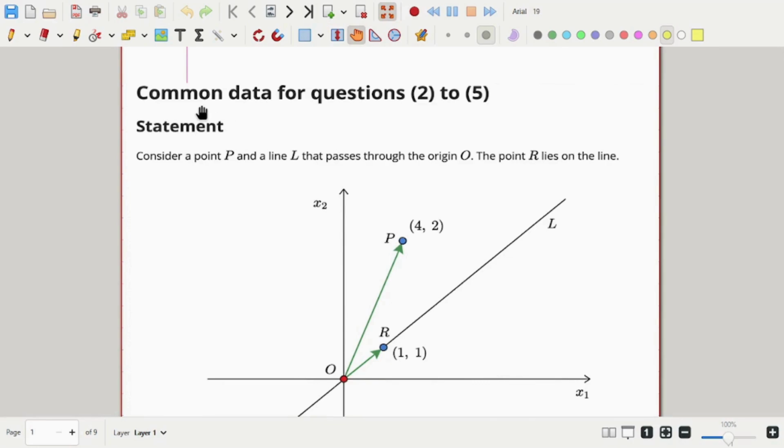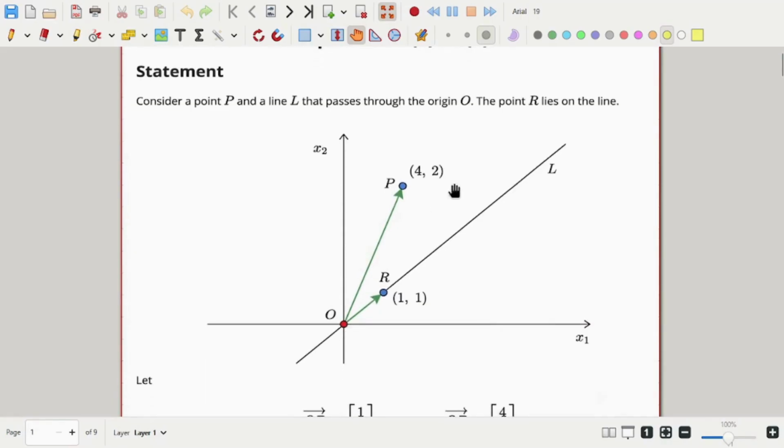So now let's start. Common data for questions 2 to 5. Statement: Consider a point P and a line L that passes through the origin O. So this is a point P with coordinates 4 and 2. This is a line L that passes through the origin O. The point R lies on the line. This is point R that lies on line L, and the coordinates of the point R are 1 and 1.